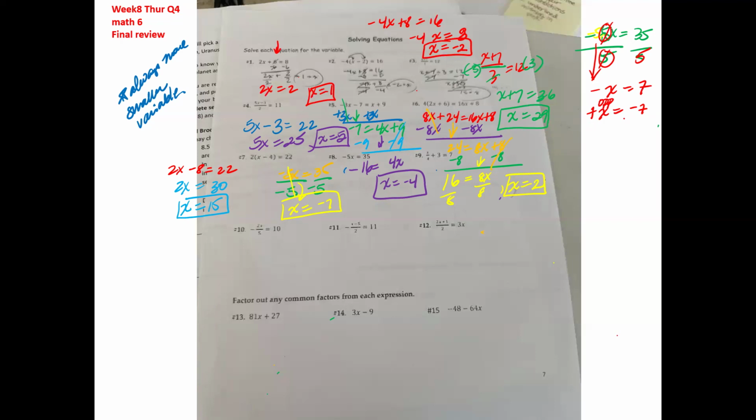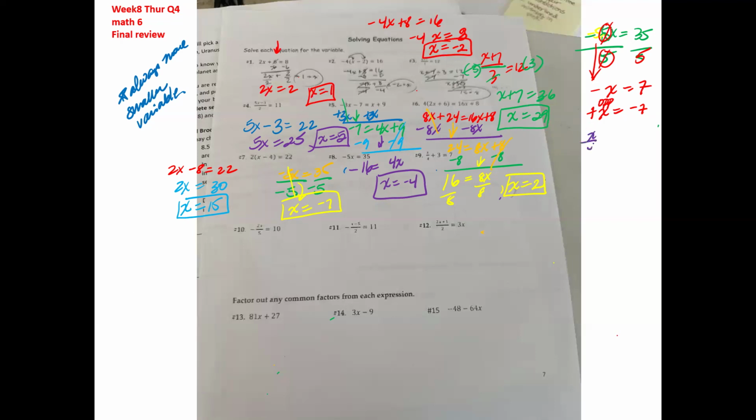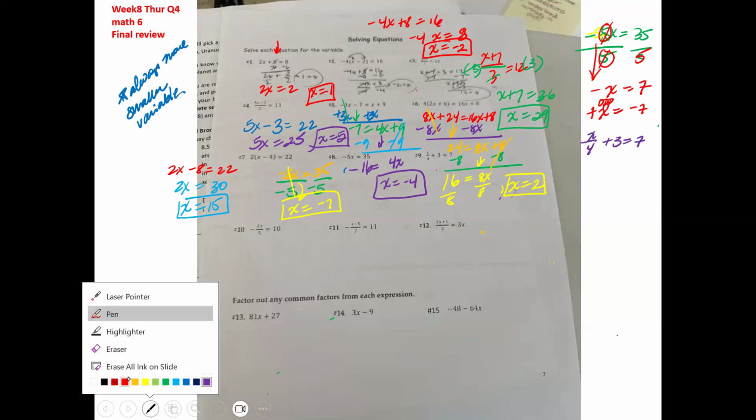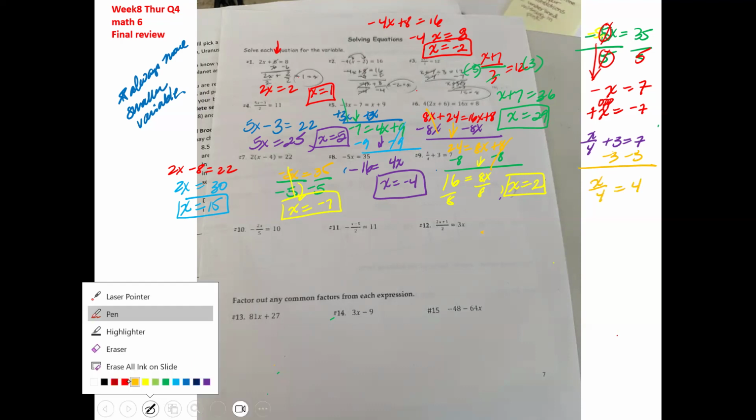Okay. All right. Number 9. So for number 9, you have x over 4 plus 3 equals 7, right? What number do you get rid of first? Yep. So let's subtract it on both sides. You get x over 4 equals 4. Now, what number do you do next?